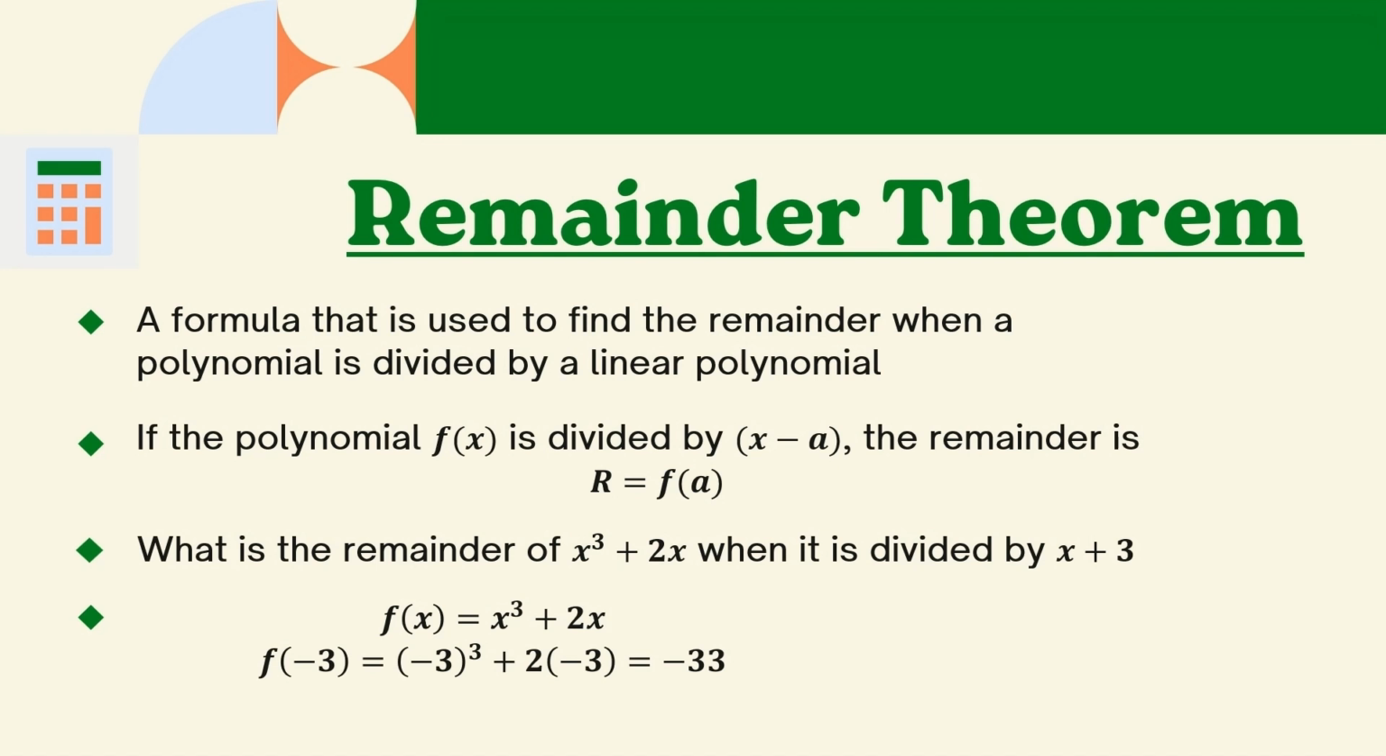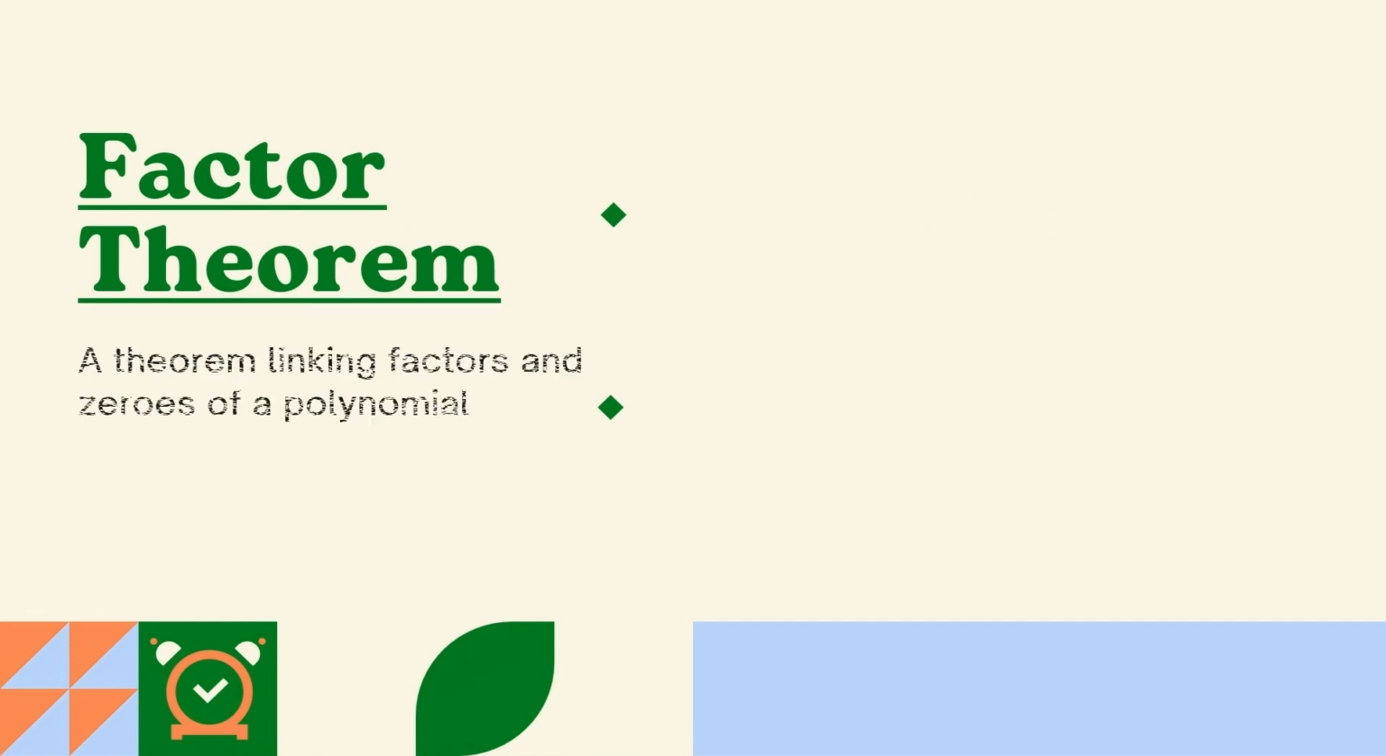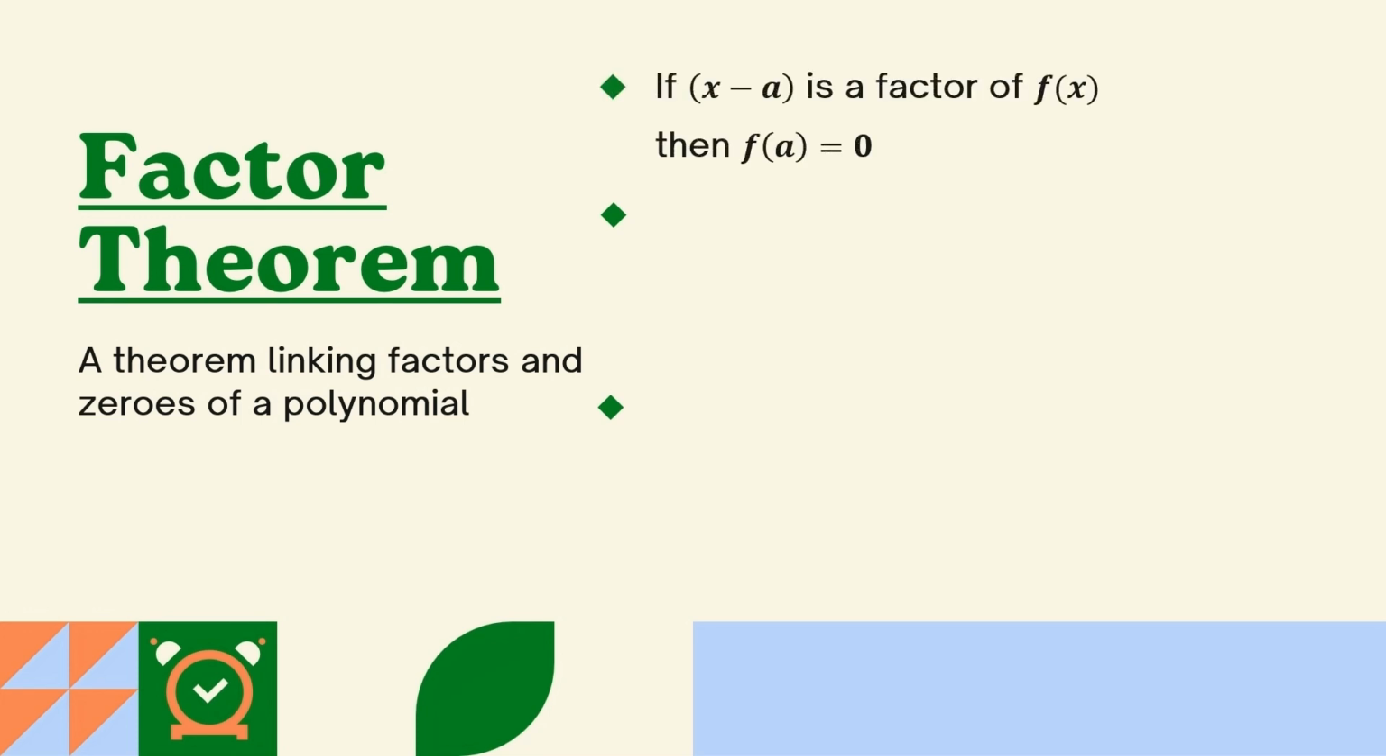That means that the remainder when x cubed plus 2x is divided by x plus 3 is minus 33, which is not 0. That means that this is not a factor. What does not a factor mean? Then here's the factor theorem. The factor theorem is a theorem linking factors and zeros of a polynomial. So, if x minus a is a factor of f of x, then f of a is equal to 0.